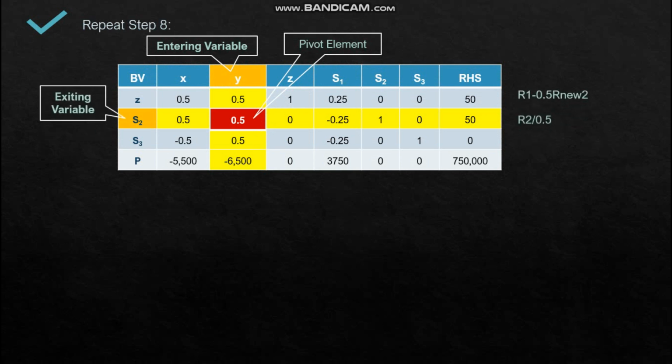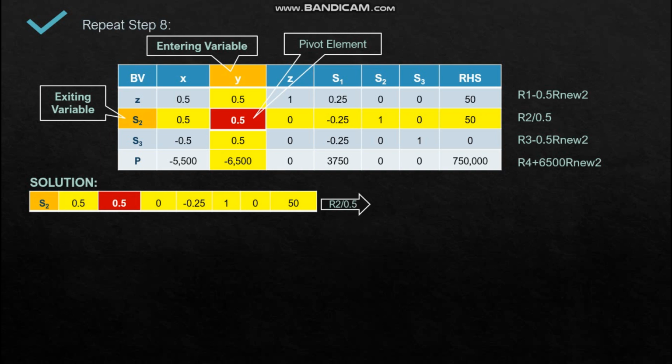Here are the formulas that we will use for each row. For row 1, that's R1 minus 0.5 times the new row 2. R2 divided by 0.5. R3 minus 0.5 times the new row 2. And for R4, that's plus 6,500 since the value there is negative. To eliminate the negative 6,500, we add 6,500 times the new row 2. So here are the solutions.